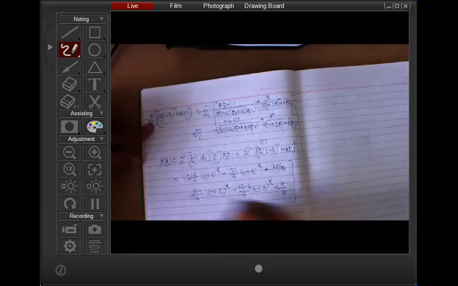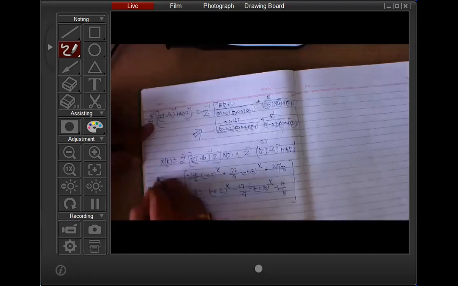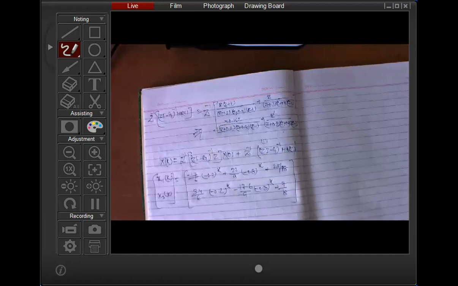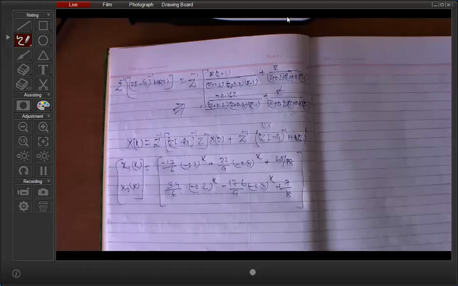Any doubt? So we have two state variables x1(k) and x2(k). Any doubt in the solution of the discrete state variable equation? No, sir. Okay.